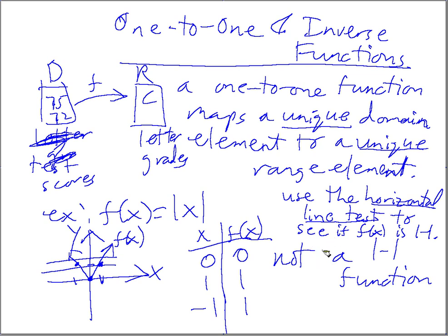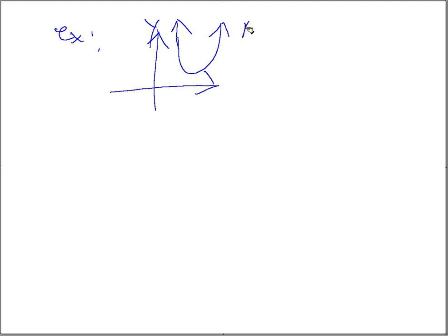Let me give you another graph. Let me cut off the screen. Here's a graph we've seen in the past. Let's say this graph looks something like this. All right, this is a parabola, a quadratic function, right? So is this one-to-one? Question mark there. Is this one-to-one?